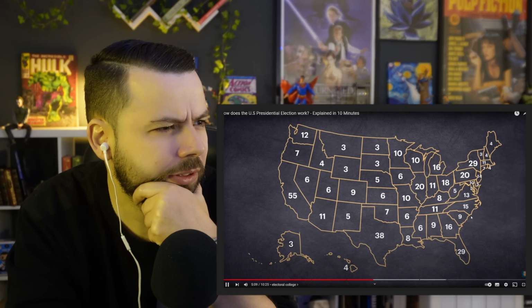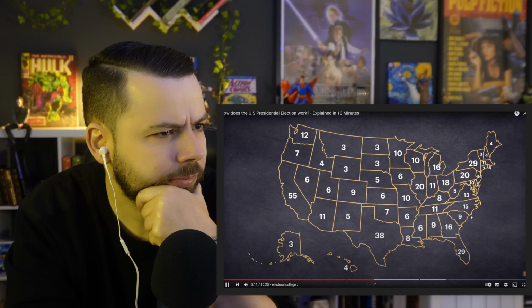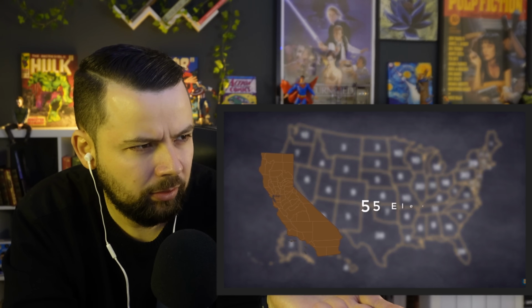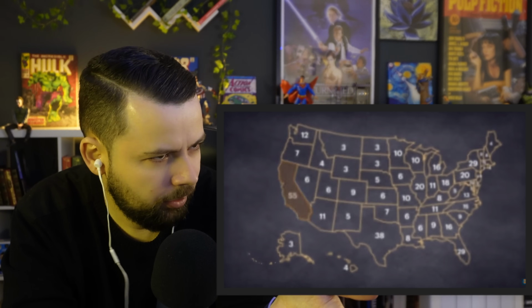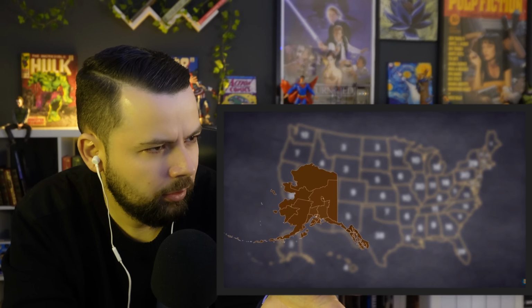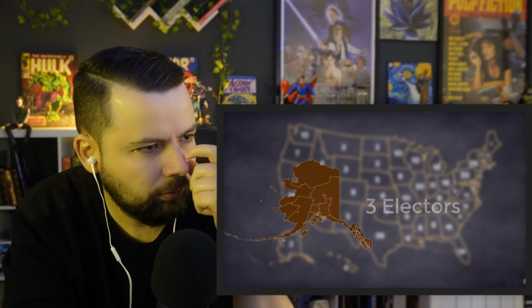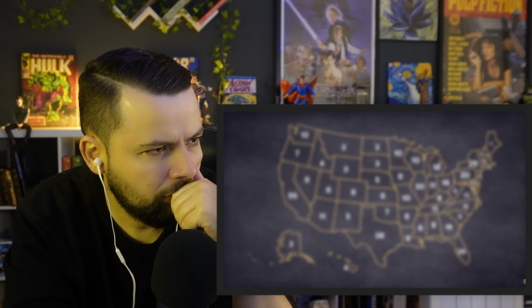The number of electors each state holds is determined by the number of members that state has in Congress. California, for example, has 55 electors, whereas Alaska only has 3. As for who becomes an elector, the rules for those selections also vary by state.